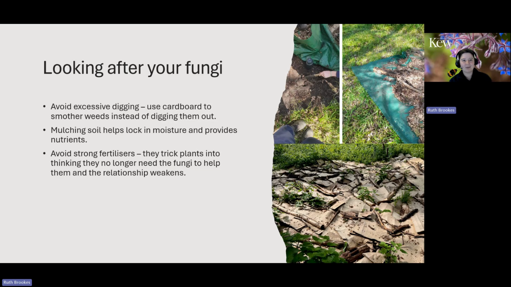Whereas if you just provide a natural fertilizer, maybe something made out of nettles or comfrey, the plant's not tricked into thinking, oh, I've got so many nutrients, I don't need this fungus anymore. And they can stay working together in their beneficial relationship. Mulching the soil can also be a great way to help the fungus, because you're basically helping to lock in moisture and provide nutrients which the fungi can then unlock and give to the plant.